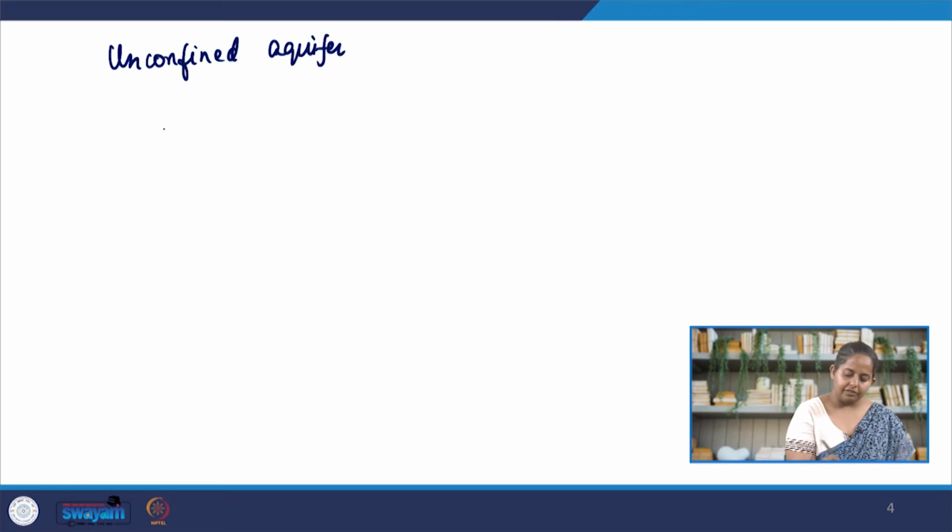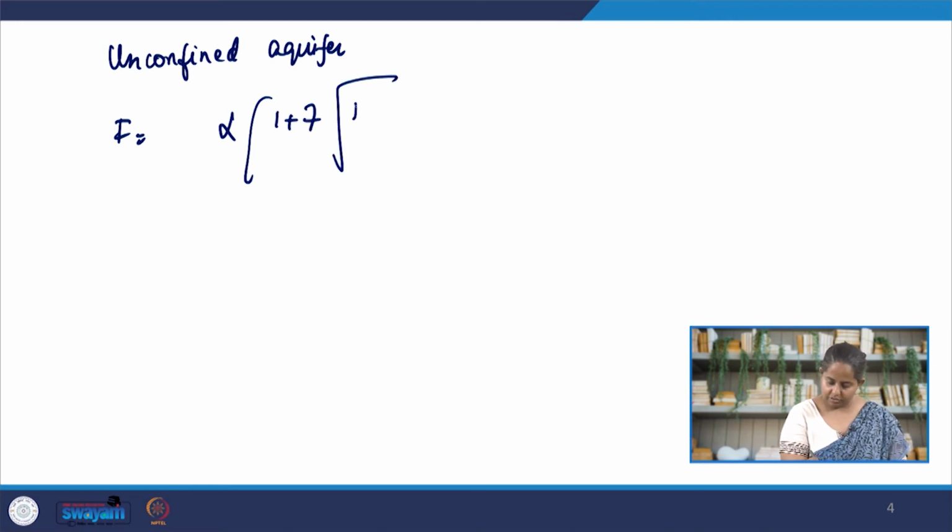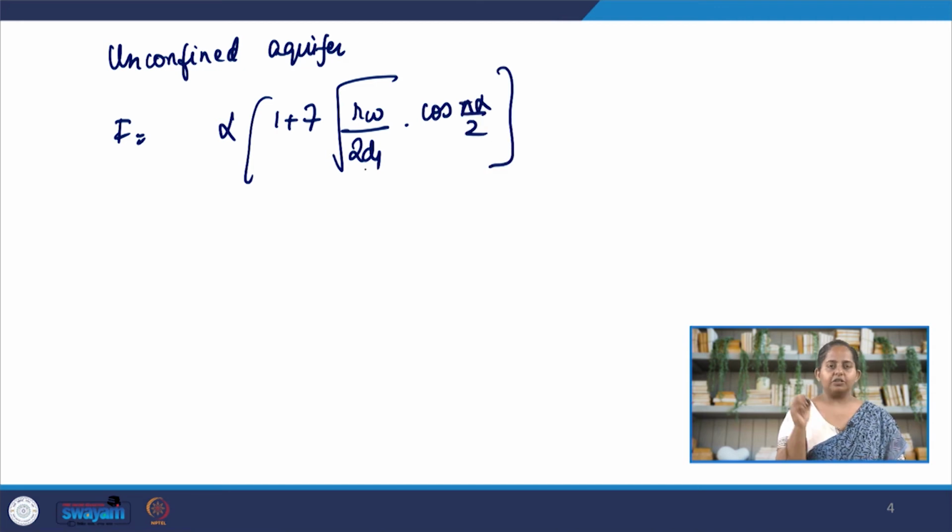The correction factor for an unconfined aquifer, again to be multiplied to the flow rate Q, is given by alpha into 1 plus 7 root of the radius of the well divided by the depth of the well into the aquifer, multiplied by cos(alpha by 2). So, instead of H here, we have D1. That is the only difference between the formula for confined and unconfined aquifer.